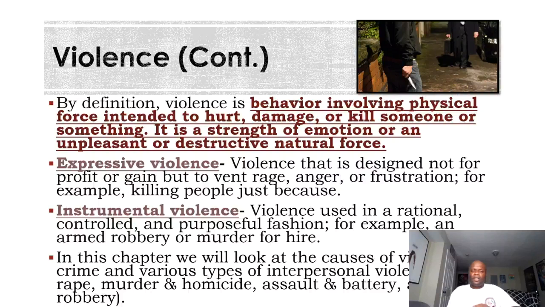And so with this chapter, we're going to look at what are some of the causes of violent crimes? What are some other types of interpersonal violence? We will have a discussion on the sensitive topic of rape/sexual assault. We'll talk about murder and homicide, and we'll get to about half of murder and homicide in this lecture, and then we'll pick up talking about assault and battery, robbery, and then, of course, some hate crimes and other contemporary crimes, including stalking and workplace violence.